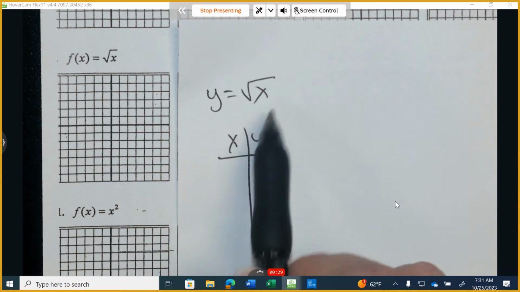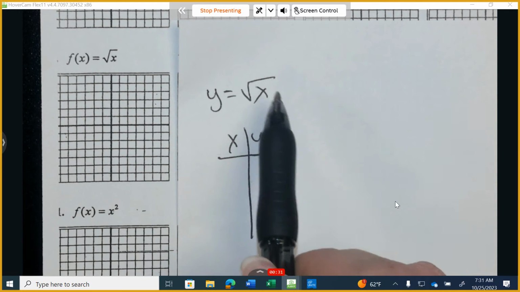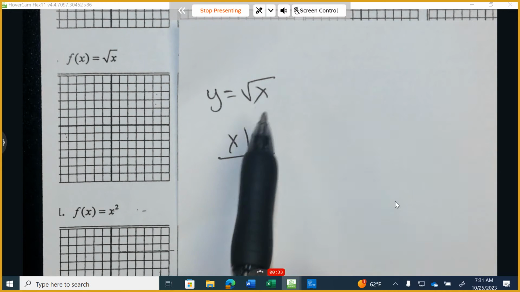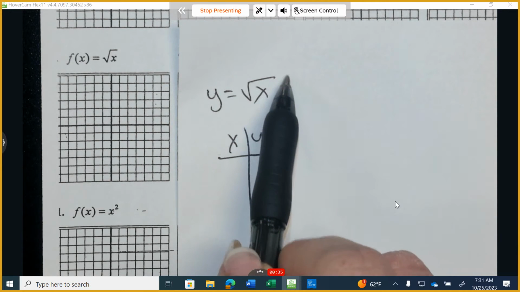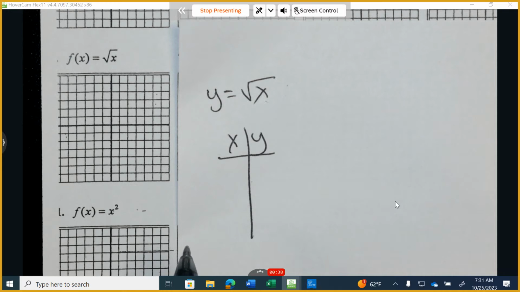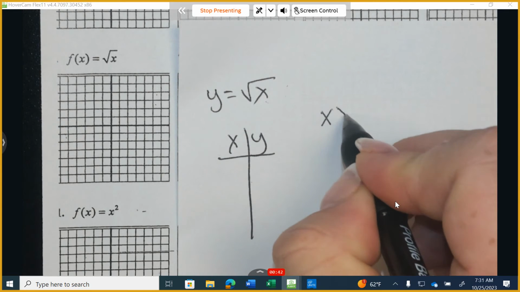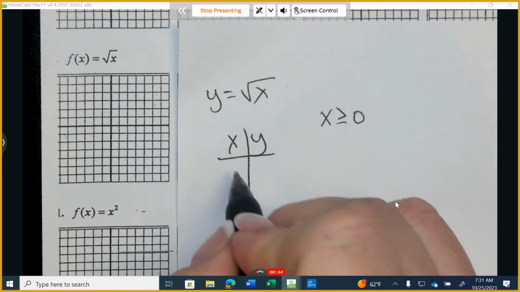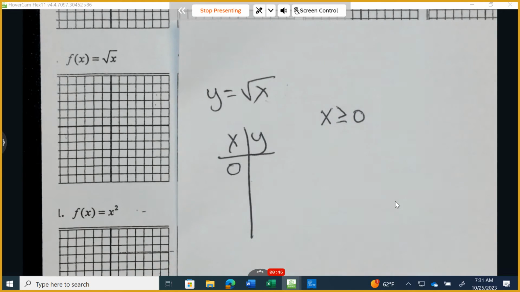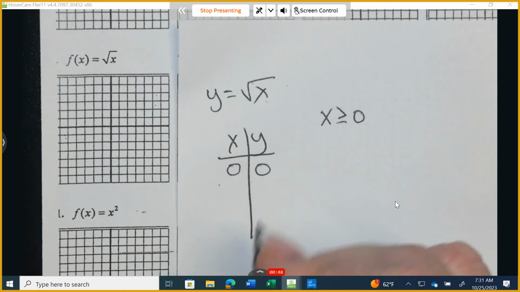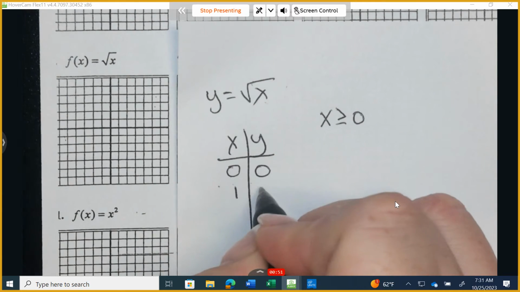This is a risky situation. We use that term, risky situation, that Mr. McFarland used in the videos. What is the smallest value that I can have inside a square root? A 0. So I know x needs to be greater than or equal to 0, and for that reason, I'm going to start with 0. The square root of 0 is 0. The square root of 1 is 1.